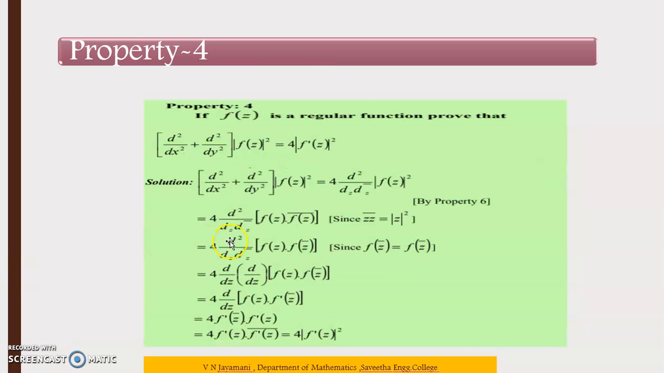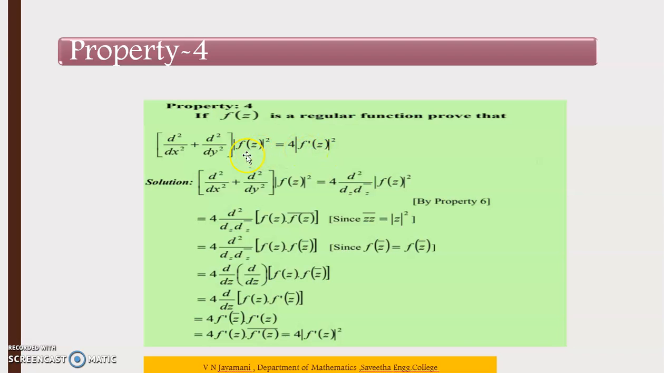Next property. If f(z) is a regular function, prove that (d²/dx² + d²/dy²) |f(z)|² = 4 |f'(z)|². A regular function is nothing but an analytic function. So another name for an analytic function is regular function or holomorphic function. Don't get confused by that. Regular function is nothing but an analytic function, so it must satisfy the CR equations.